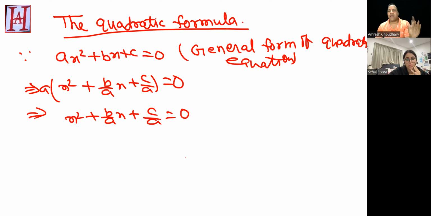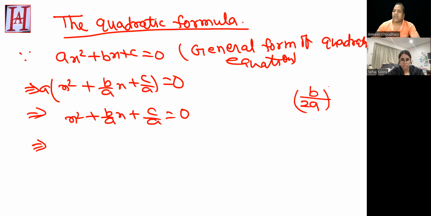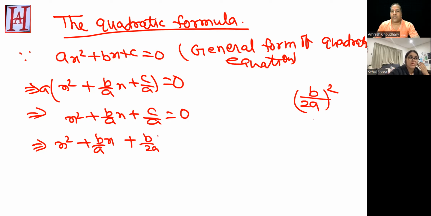Now I will apply the completing square method. Coefficient of x is equal to b by a. Yes or no? So we can do b over a into half, so b upon 2a, and do the square. So x square plus b over a into x plus b upon 2a whole square plus c upon a minus b upon 2a whole square equal to 0. Yes or no?